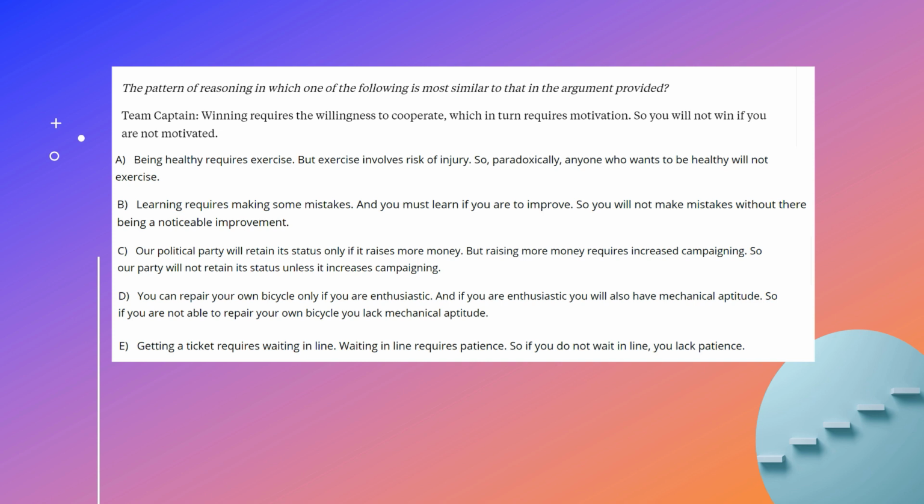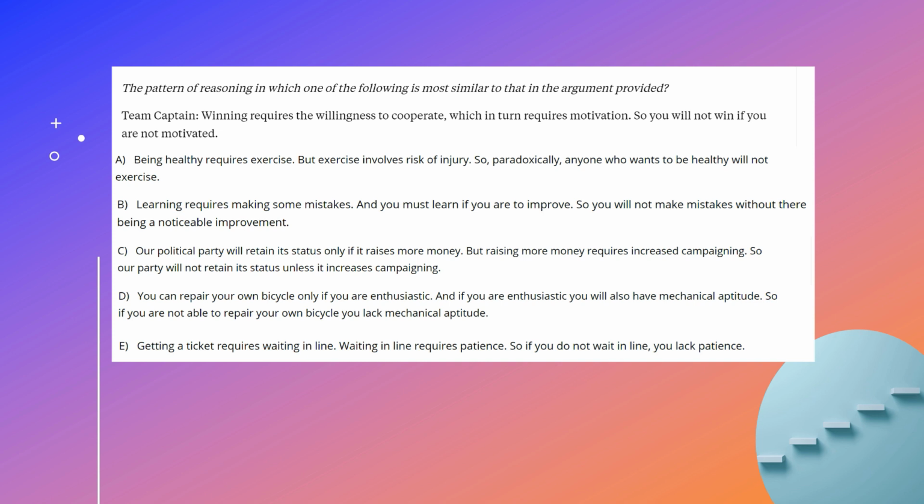You can repair your own bicycle only if you're enthusiastic, plus. And if you are enthusiastic, you will also have a mechanical aptitude. That is a plus, but notice it's not a condition. It's just telling you if you're enthusiastic, you will have this, not that you require it, like in our original one. That's a fancy thing to notice. Let's pretend we didn't even notice that flaw in D. The ending, so if you are not able to repair, negative, you lack mechanical aptitude.